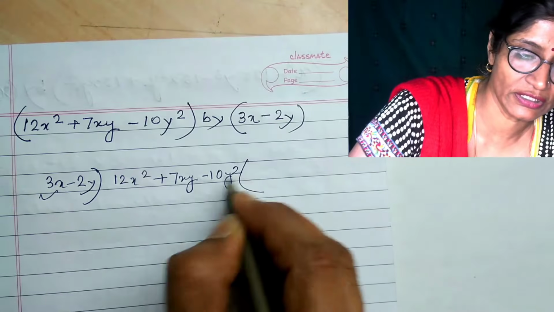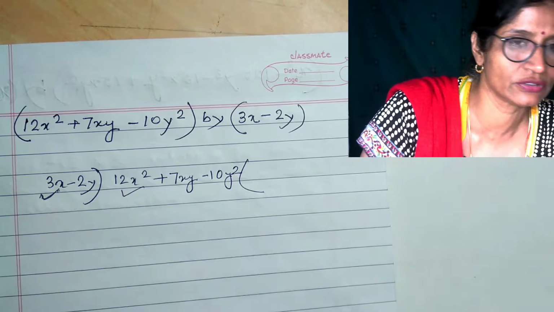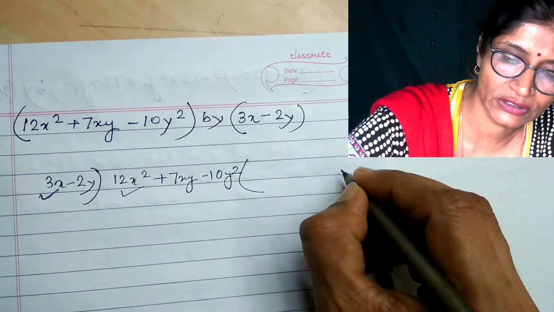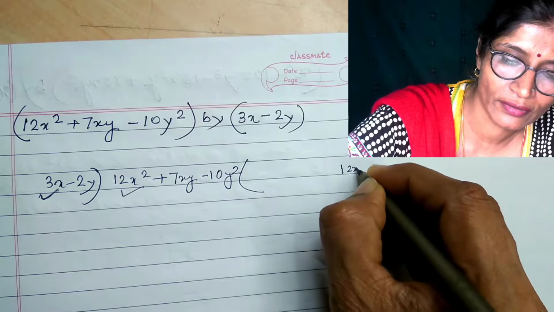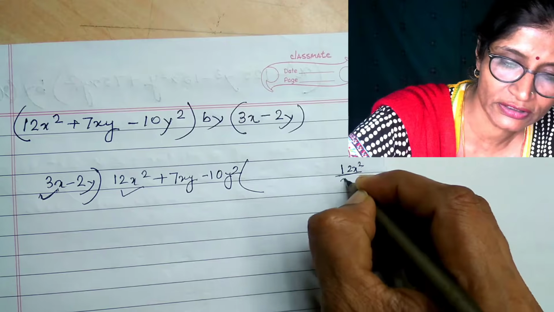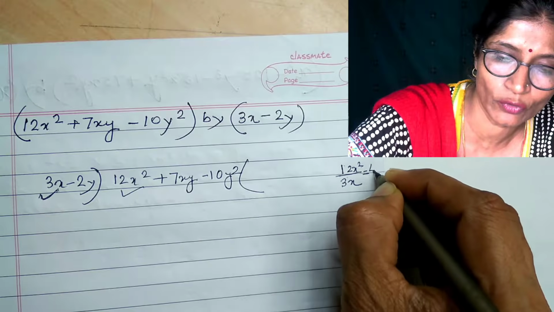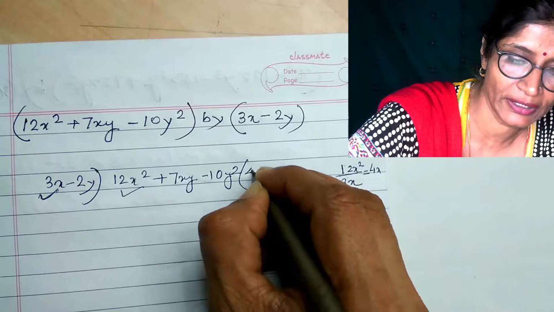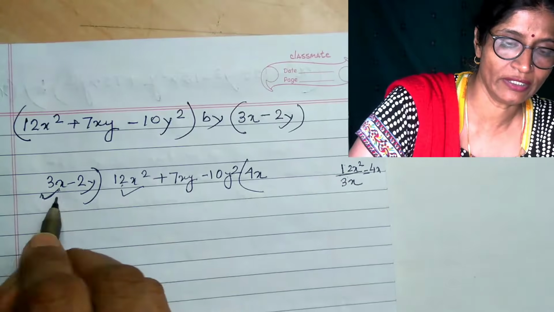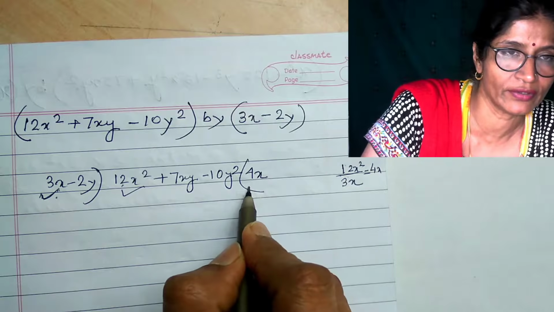Now this is the first term, 3x, and this is 12x square, the first term. So the first term of the dividend is divided by the first term of the divisor. That is equal to, 3 4s are 12, 4. So my first term will be 4x. This divided by this, whatever I get, I will write it here as 4x.